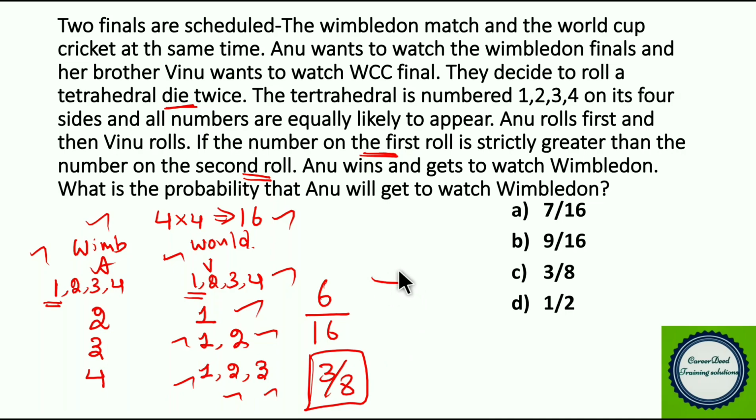So the answer for this question is option C, 3 by 8. So in 3 by 8 ways, the probability that Anu will watch Wimbledon happens. So this becomes our answer. Now, question number 22.